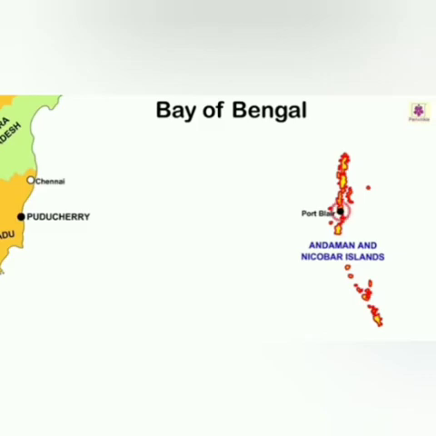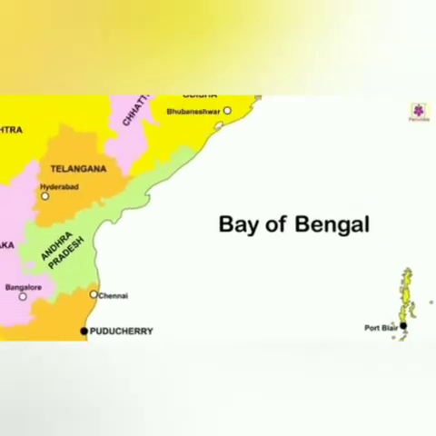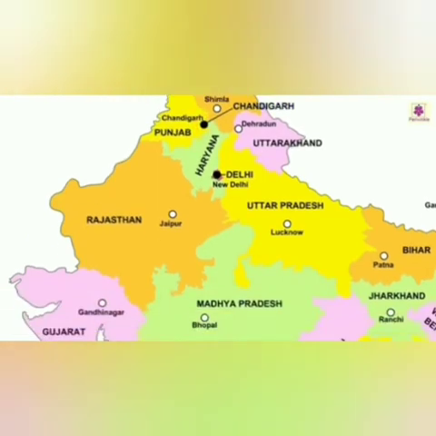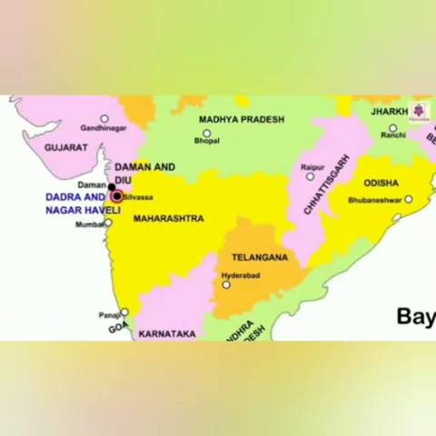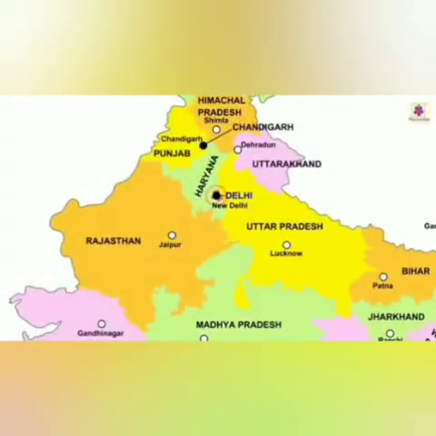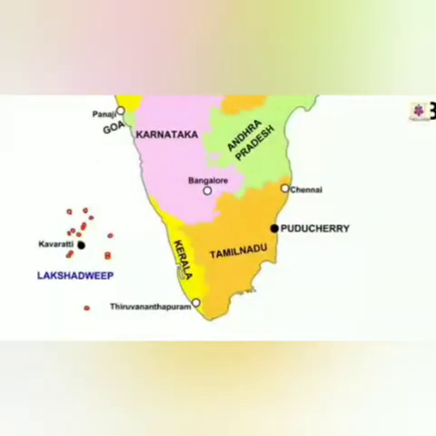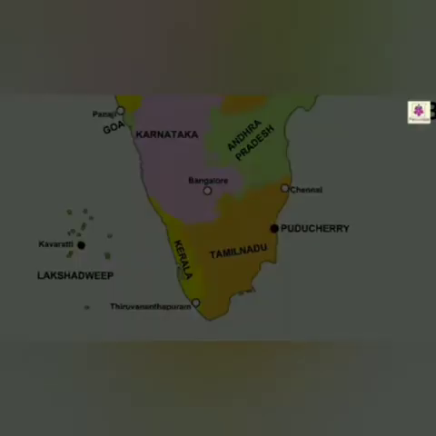Now next is Union Territories. Andaman and Nicobar Islands. Its capital is Port Blair. Next is Dadra and Nagar Haveli. Its capital is Silvassa. Next is Delhi. Its capital is New Delhi. Next is Daman and Diu and its capital is Daman. Next is Lakshadweep. Its capital is Kavaratti. Next is Puducherry. Its capital is also Puducherry.